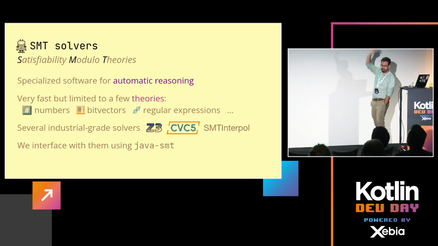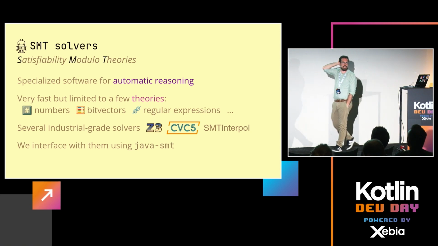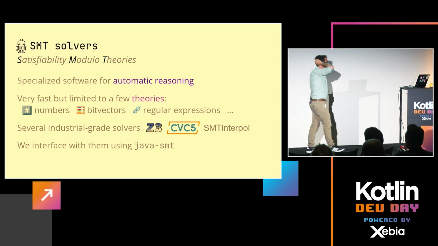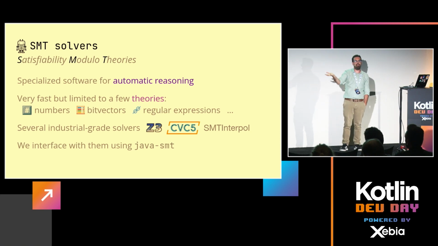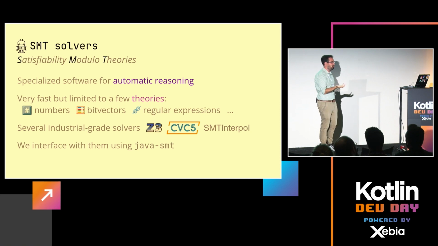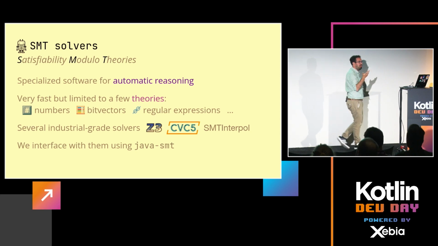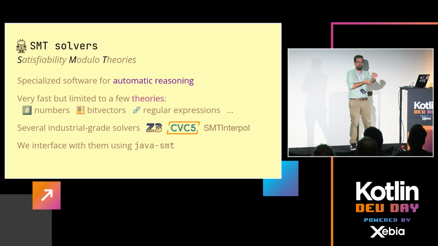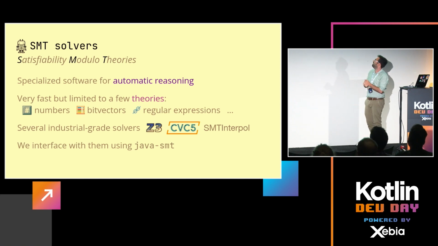So as I was saying, we are using these SMT solvers. That's a specialized piece of software for automatic reasoning, a very fast tool which knows a lot about a very few things, usually numbers, bit vectors, regular expressions, the kind of things we know how to deal with fast. And the cool thing is that a lot of people have been working on this for decades.